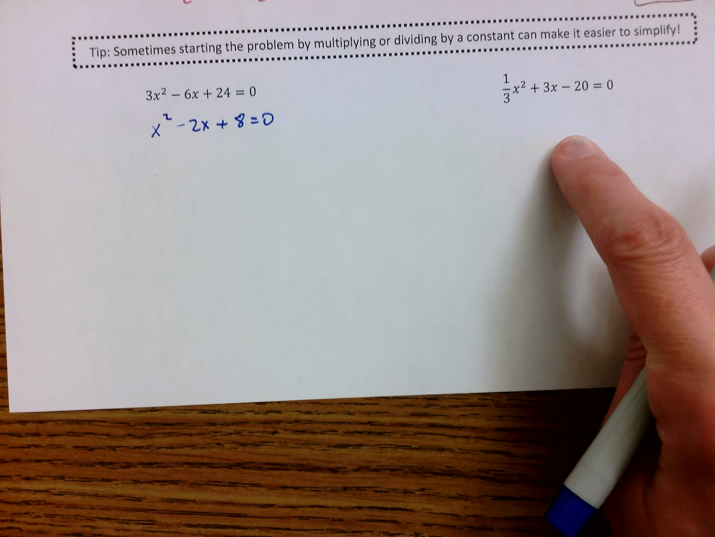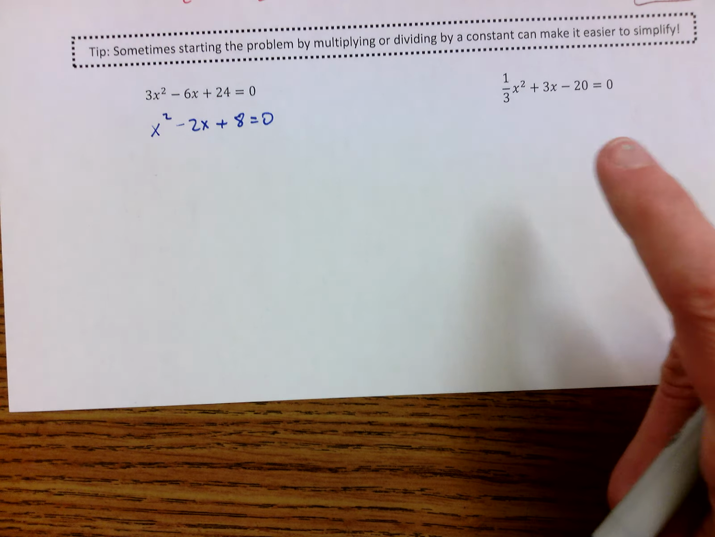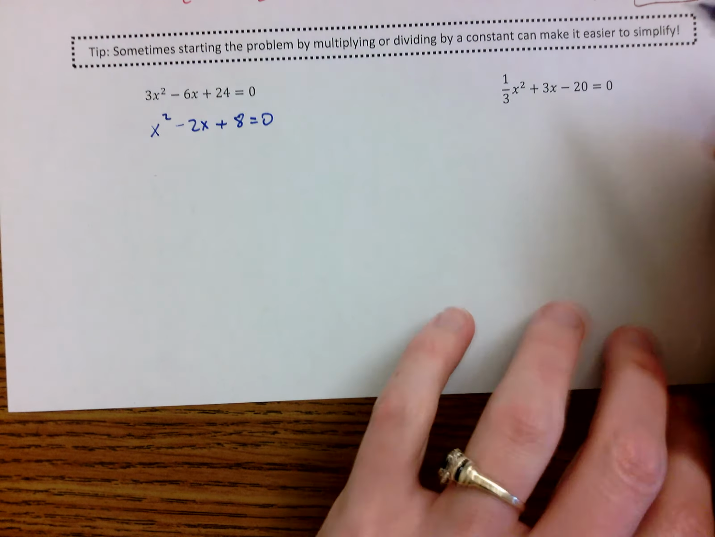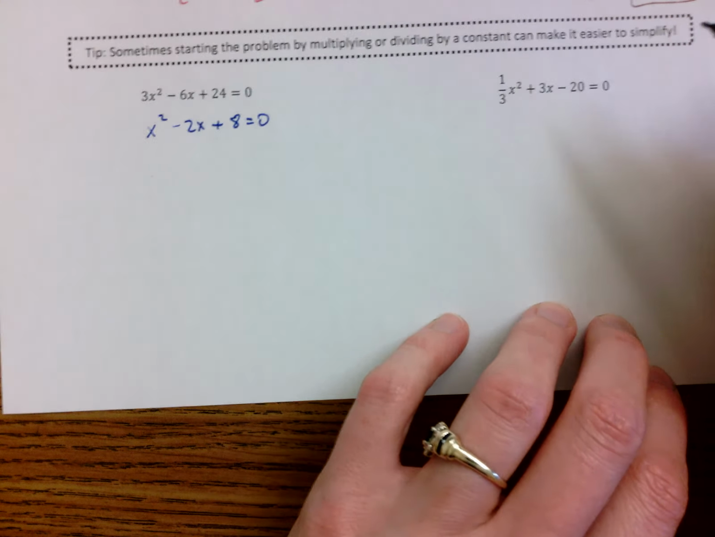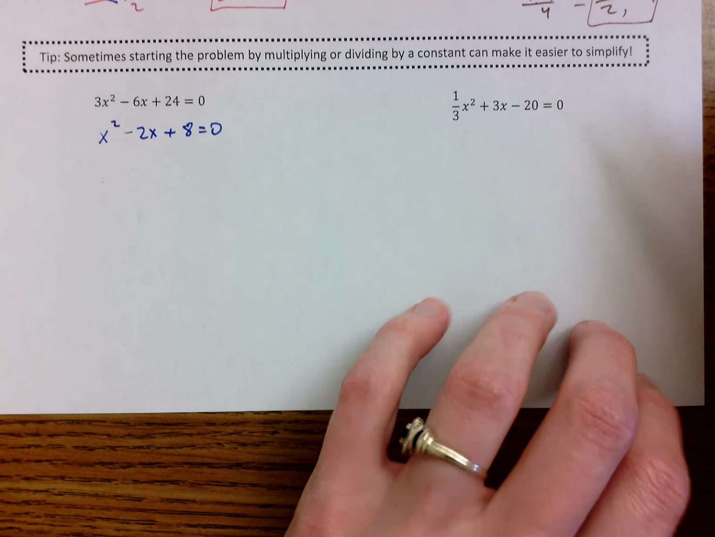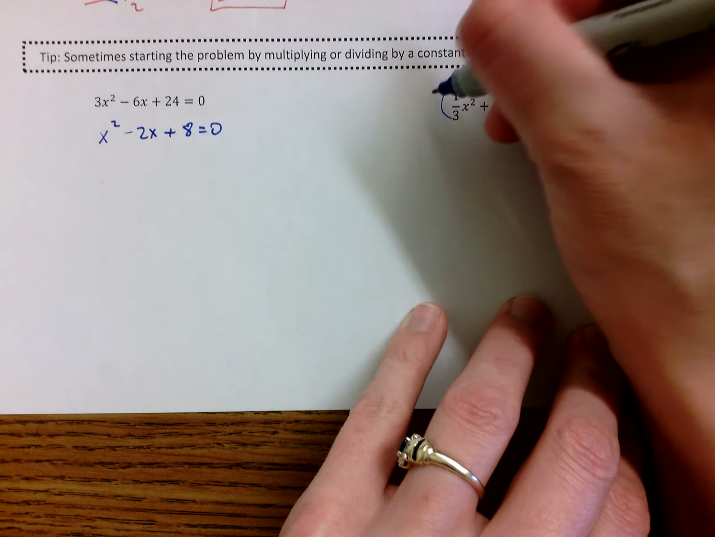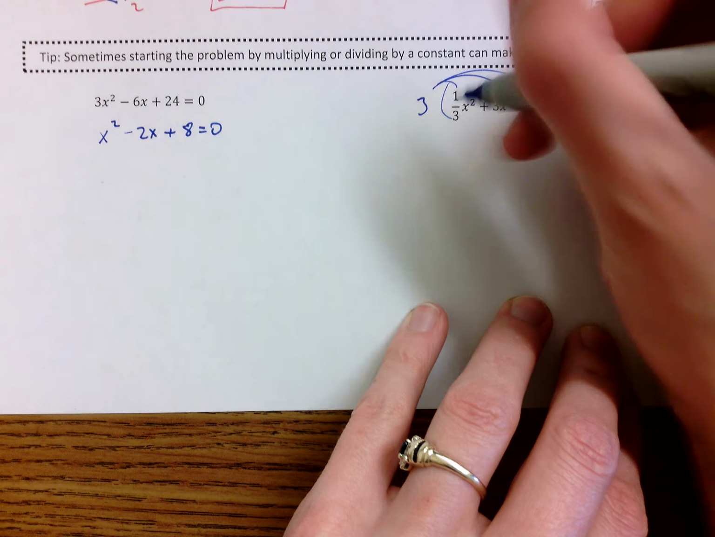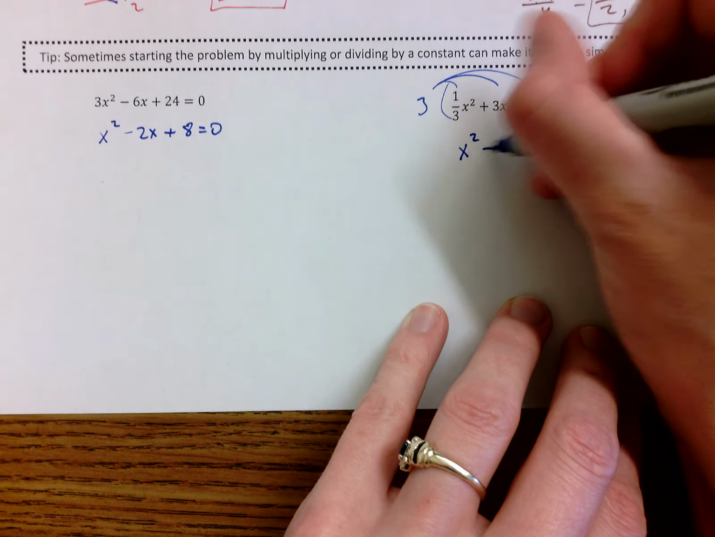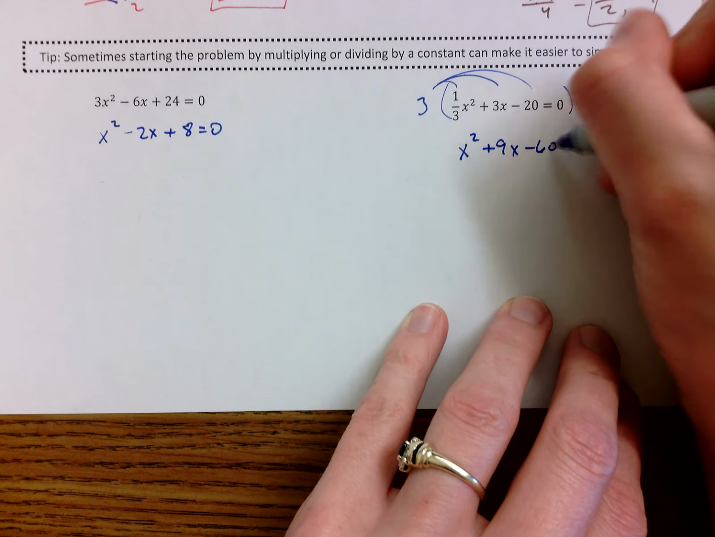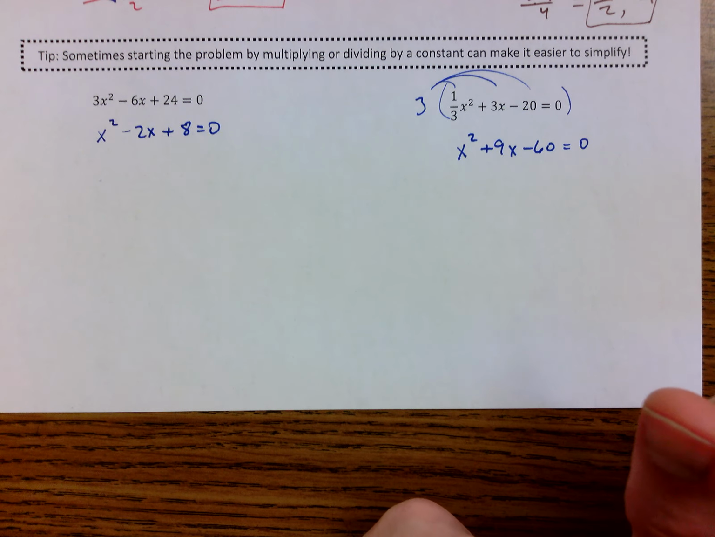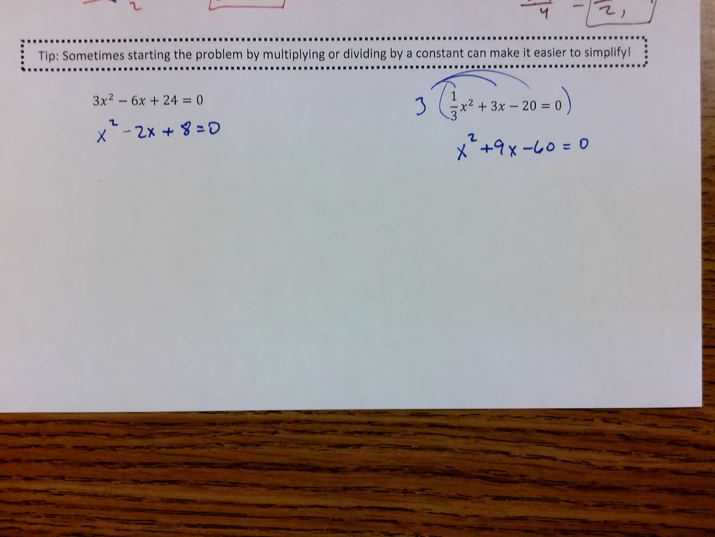So this guy's got some fractions in it. Having fractions in it is also kind of a pain in the butt. So what I would do with this guy is I would get rid of that fraction. Just like when we were solving those equations in chapter 1 with the fractions in them, the first thing that I'm going to do is multiply the whole thing by 3. So giant distributive property. 3 times 1/3 is just going to be 1x squared plus 9x minus 60 equals 0. And then I'll use that for my a, b, and c, and I'm not going to have to deal with any fractions. So make your life a little bit easier. Always try to remember to check for that first.